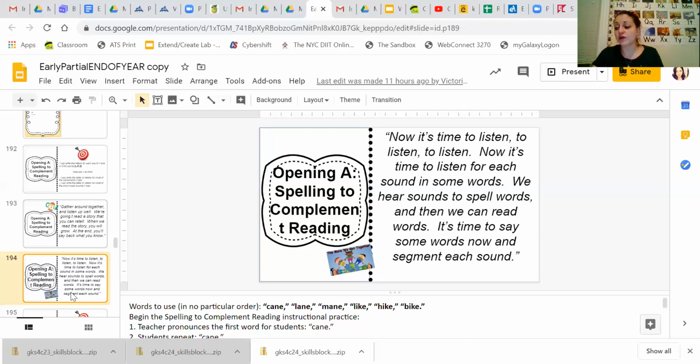Now, we are going to have a very, very similar word, but we are going to change it a little bit. Okay, so now the word is lane. Lane. Tap it out. Remember our strategy. Lane. Okay, let's write it.